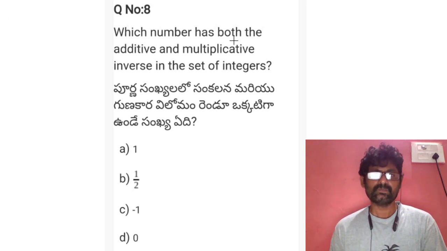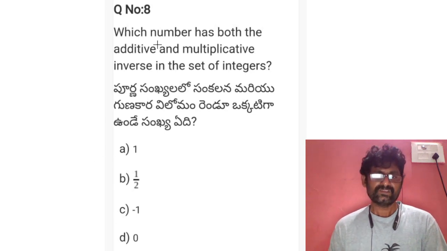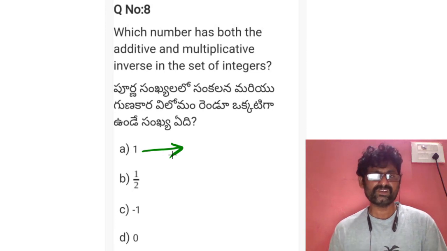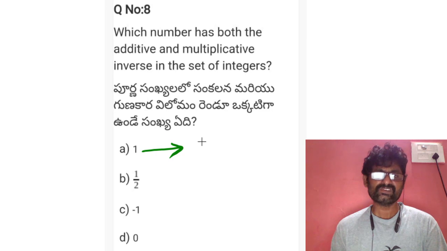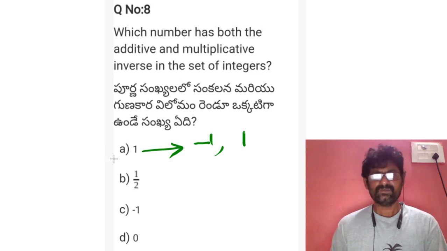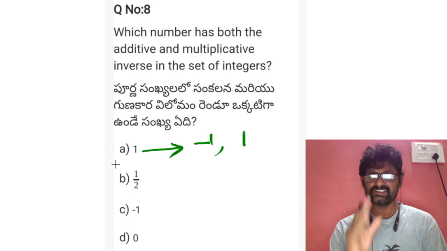Which number has both the additive and multiplicative inverse in the set of integers? So let us see the options. Option A, 1. Let us check whether 1 has both additive inverse as well as multiplicative inverse. What is the additive inverse of 1? That is negative 1. What is the multiplicative inverse of 1? That is 1. So 1 has both additive and multiplicative inverses in the set of integers.